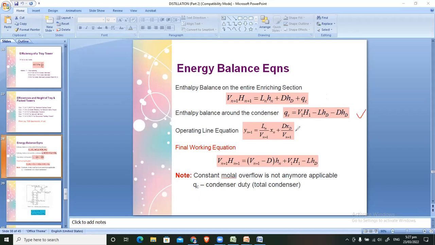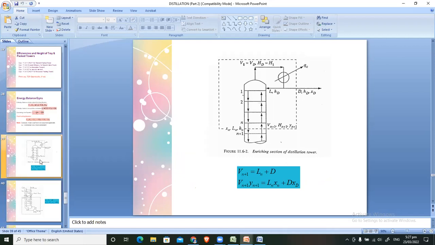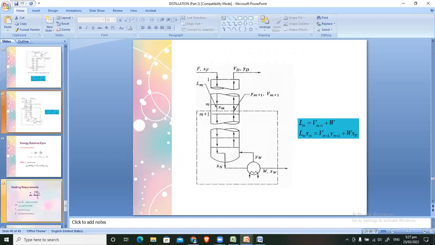Now, your reboiler duty needs the condenser duty. So if both are required in the problem, you need first to determine the condenser duty. Now, your reboiler duty, okay, that's the top part of your tower. This is called the lower part.